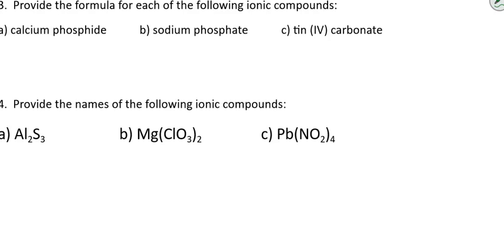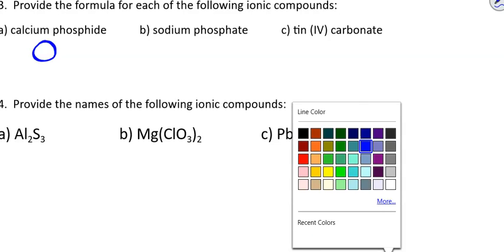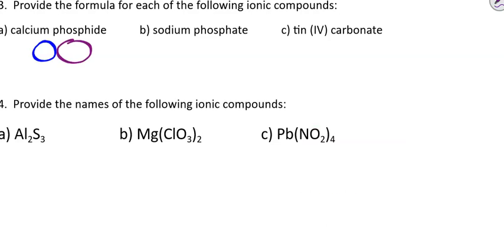So first step is to write or draw the simple particles for the metal and the non-metal. And just keep them blank for now. Calcium and phosphide. I'll do purple for that just because I want to. So phosphide has got a charge of -3. Calcium's got a charge of +2.